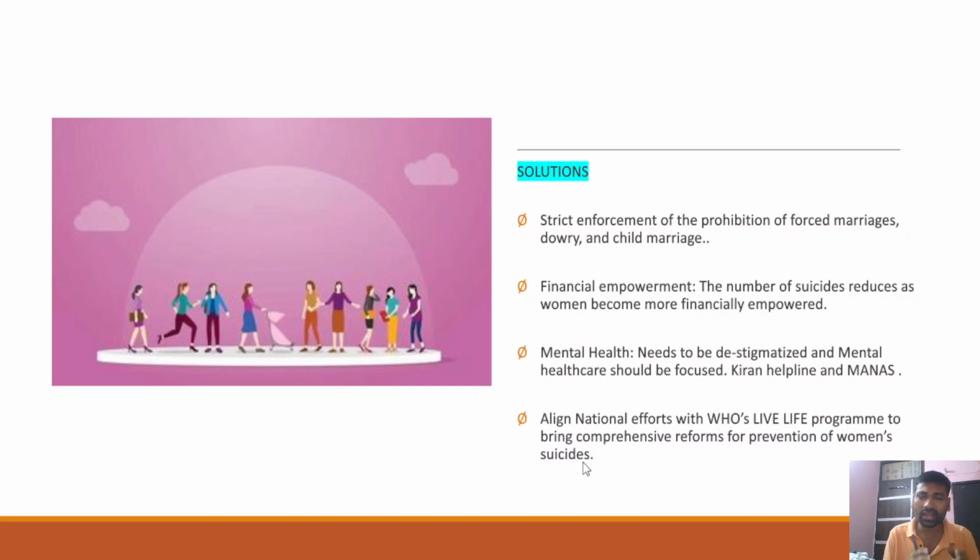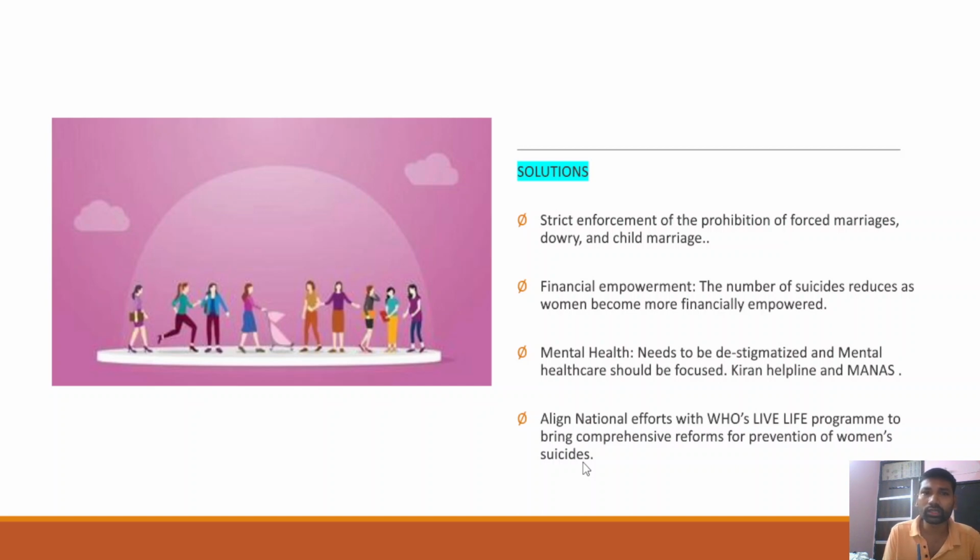Now, this question has two parts. First, you need to write the major reasons for increasing rates of suicide among young women in Indian society, and then you need to write the solutions also, so that it looks comprehensive and you will get more marks. For this question, there is no need to draw any diagram.